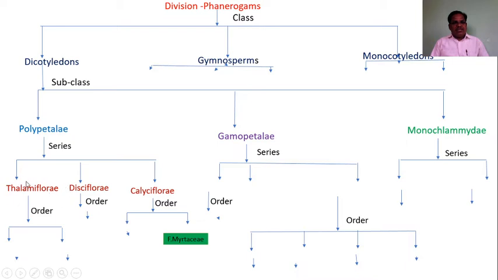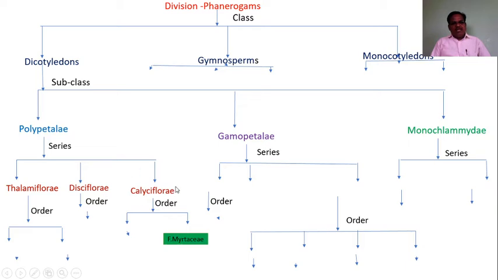So, such cone shaped thalamus, cup shaped thalamus is found. And one more character of these Thalamiflorae is that the androecium and gynoecium are many and they are apocarpous. They are freely found on the cup shaped thalamus. One more thing, the second series of the Polypetalae is Disciflorae. A disc is present below the ovary. When we observe the ovary, below this ovary, a disc is present. This is the character of this one.